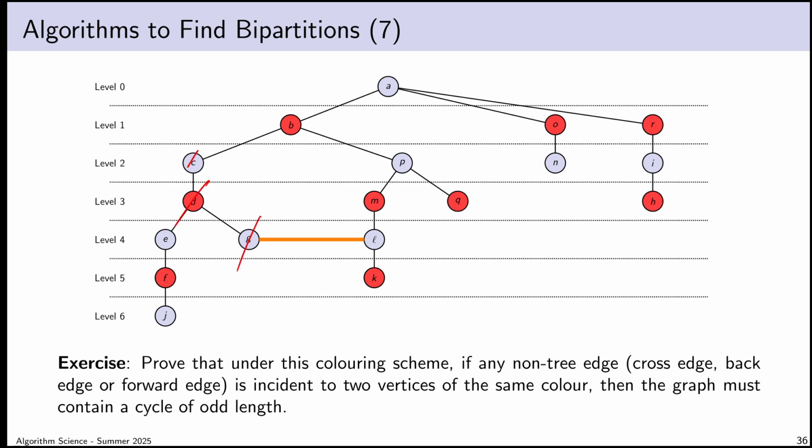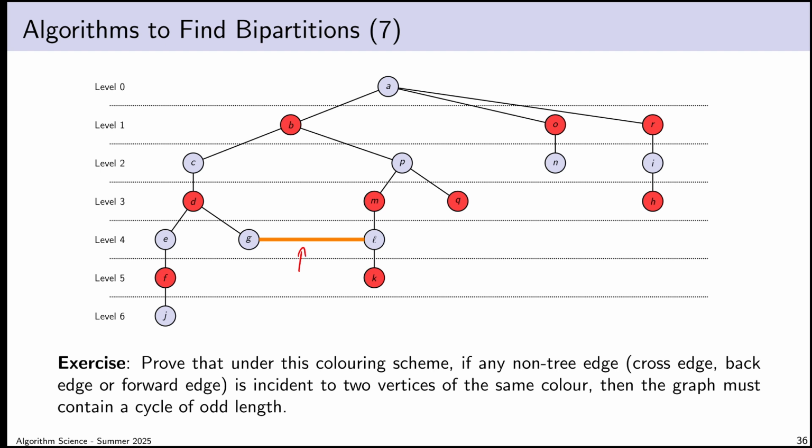Let's see, 1, 2, 3, 4, 5, 6, 7. Okay, there's a cycle of length 7. That's an odd length cycle. We know from earlier that no graph containing a cycle of odd length is bipartite, and therefore this graph is not bipartite. So if the coloring was bad, it's because no coloring exists.